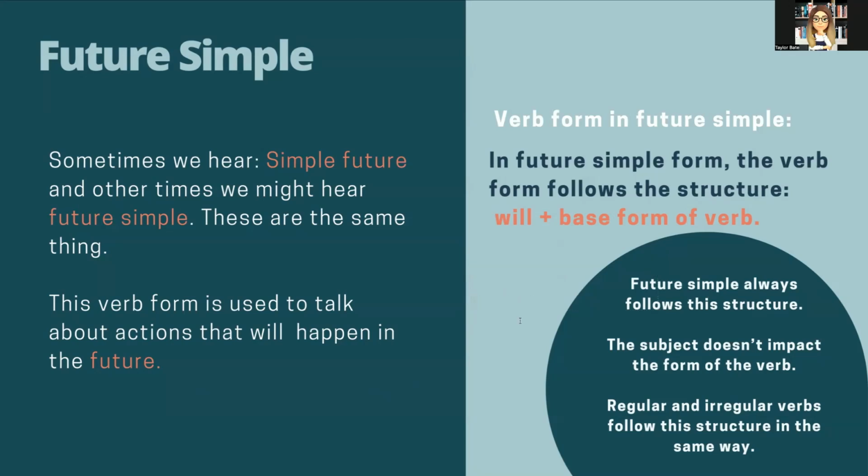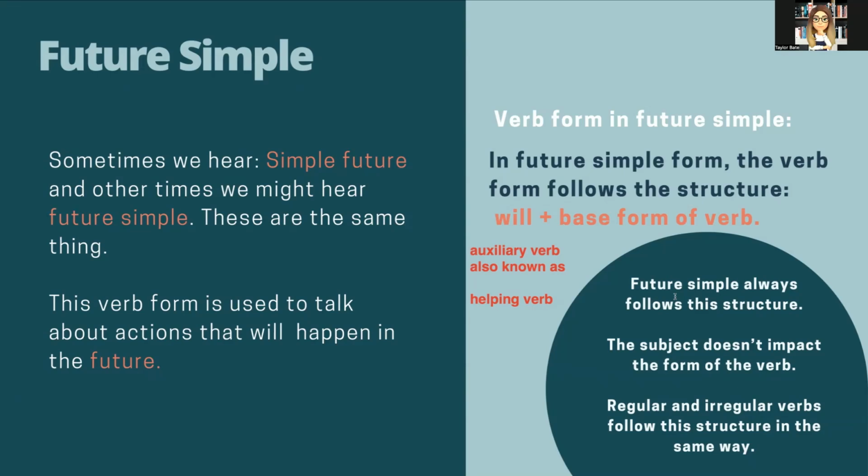Okay. And so we have will, and then the base form of the verb follows. So future simple always follows the structure. The subject doesn't impact the form of the verb like before. Regular and irregular verbs follow the structure in the same way. So we don't have to memorize, oh, regular is like this, irregular is like this. So this might actually be the easiest one.